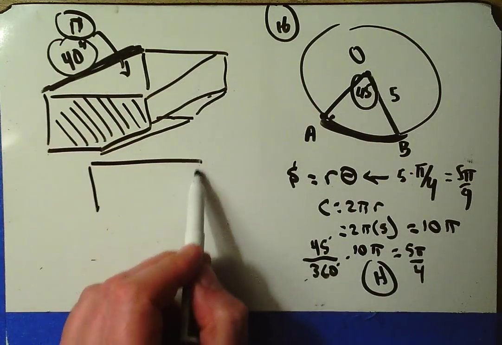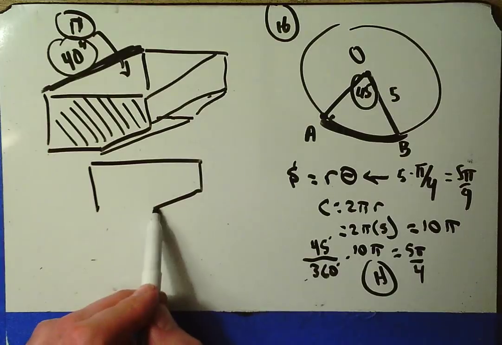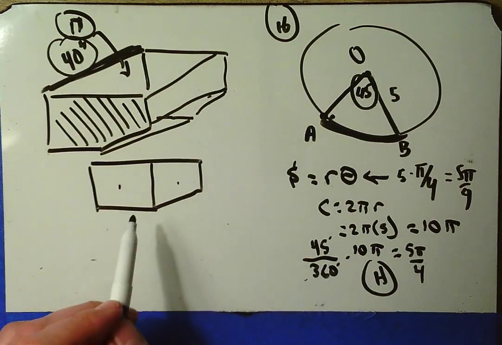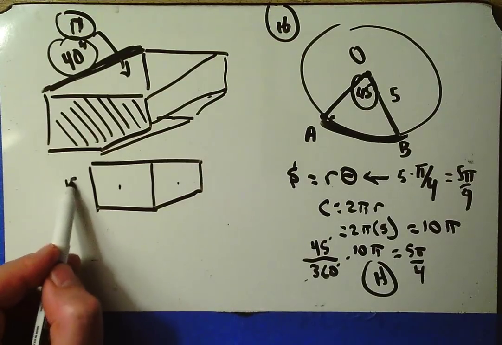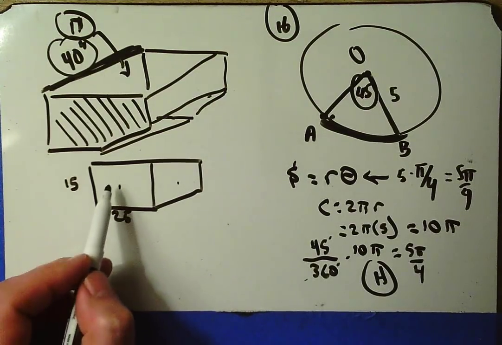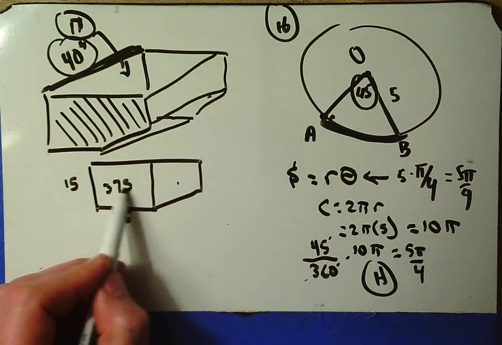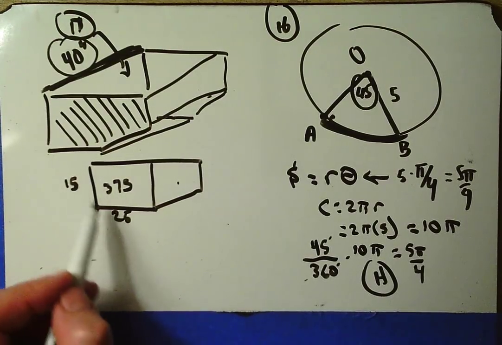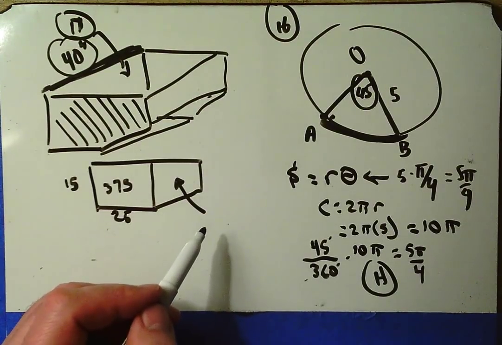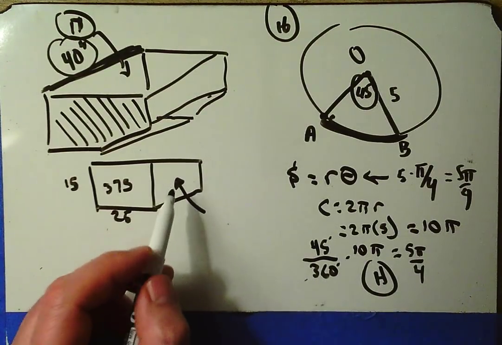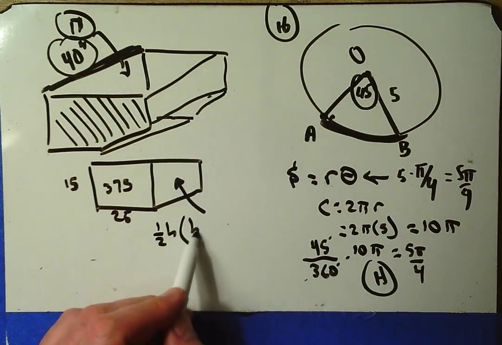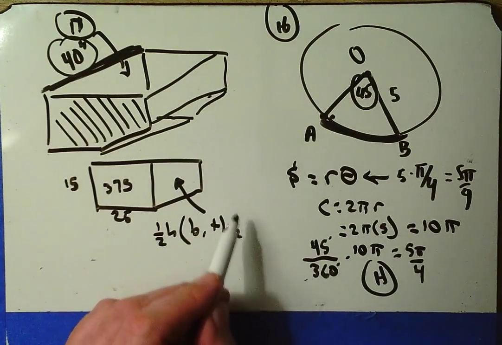It appears to be a trapezoid and a rectangle. I notice that this is 15 and this is 25, so this would be 375 when I multiply length times width. But what about the formula for the area of a trapezoid? Well, I know that the area of a trapezoid is 1/2 height times base 1 plus base 2.